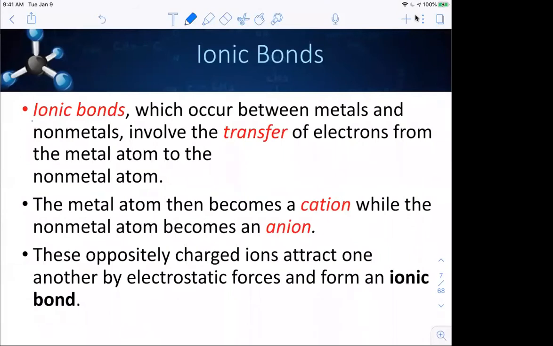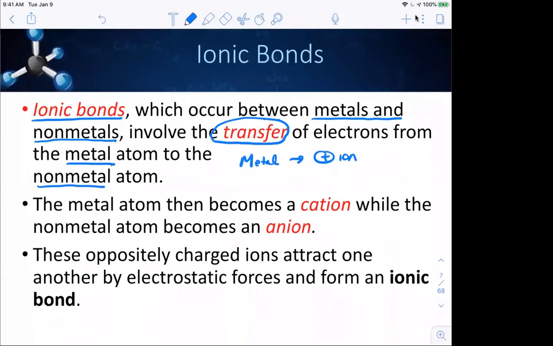So, when I have an ionic bond, I am having a bond that is forming between a metal and a nonmetal. I have full transfer of electrons from the metal to the nonmetal. So my metal goes to a positively charged ion, and my nonmetal goes to a negatively charged anion.